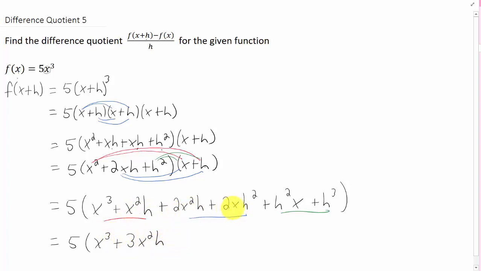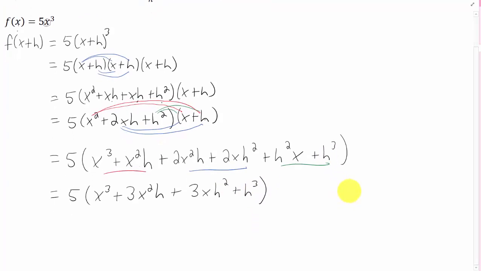Moving on, we have a 2xh squared term, which is a like term with this x h squared term here. Again, the 2 plus the 1 is going to give us a 3xh squared. The h cubed does not have any like terms, so we can't combine that with anything. Okay, let's multiply that 5 through the parentheses.